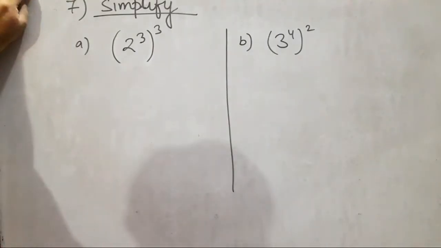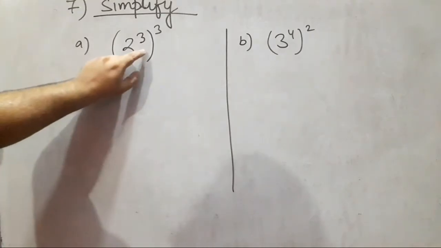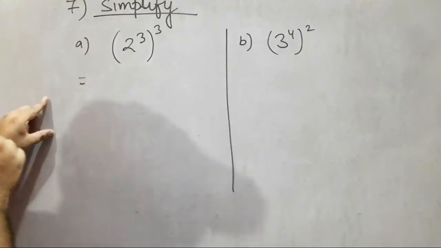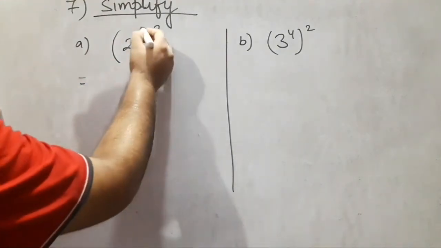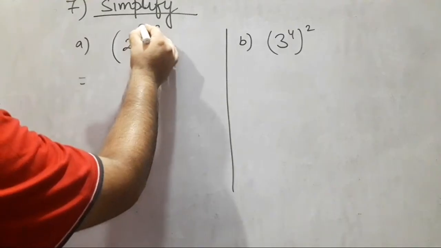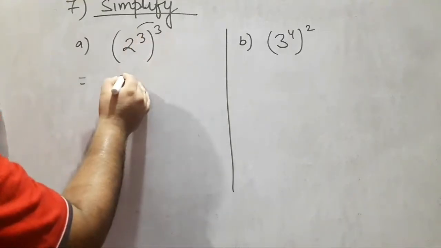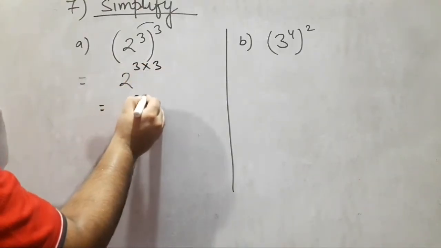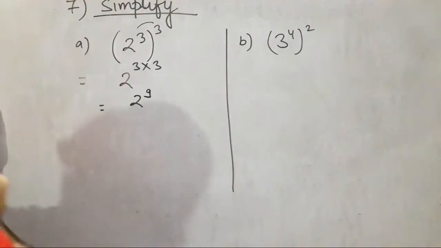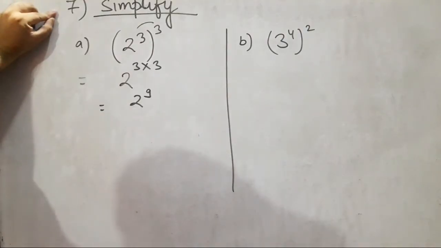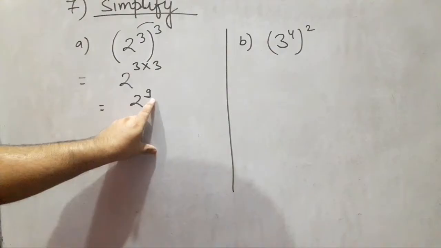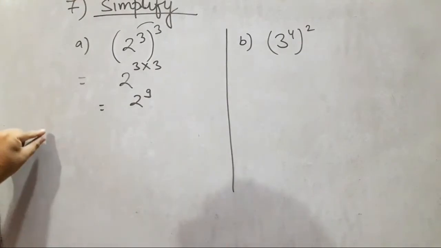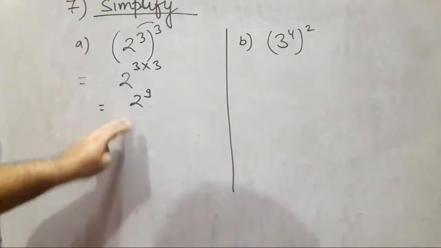Question number 7, simplify. Part A, 2 power 3 bracket, again another power 3. From the power law of indices, the power 3 and the outside power 3 multiply with each other. So 2 power 3 into 3, so 2 power 9. This is our answer. Since the question told us to simplify, but the power is too large, we shall not simplify further. That is, we will not write the product of 2 power 9. We shall leave it as it is.